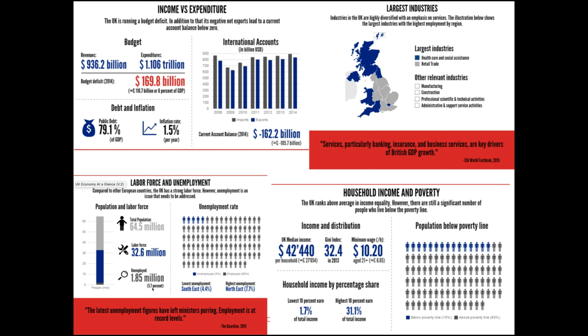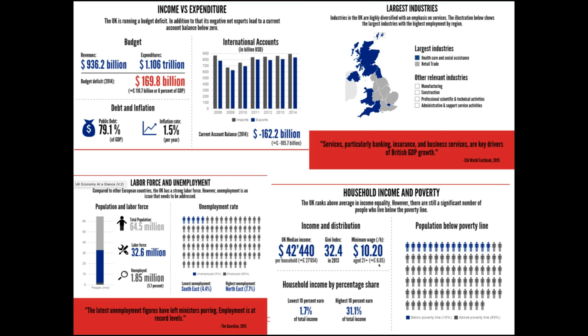If we look at the total population, how many are employed and how many are unemployed. And when we look at average income in the UK, it is £27,000 or $42,000. And the minimum wage in the UK, this is a slightly old chart, for 21 years and over is £8.30.